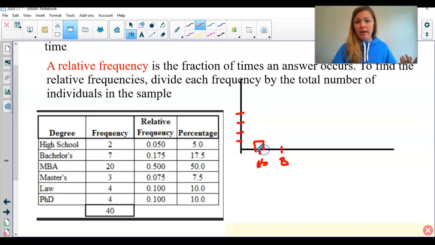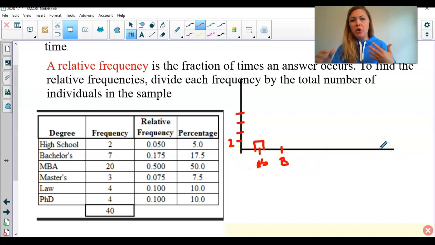Now, in the statistics world, guys, if you do not label things, you will get docked on the AP exam. Labeling is not difficult, okay? Don't lose points for something that's not difficult. So we would have a title, highest degree obtained in your household. We would have people over here. Down here, we would put degree: high school, bachelor's, MBA, so on and so forth.